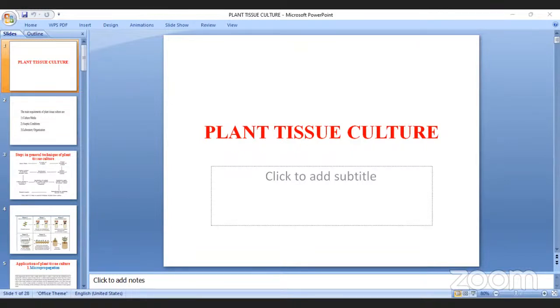Right. In detail, let's see the cell culture process: types of cell suspension culture, batch culture, continuous culture, synchronization of suspension culture, chemical starvation methods, and methods to assess the viability of cells in suspension culture.